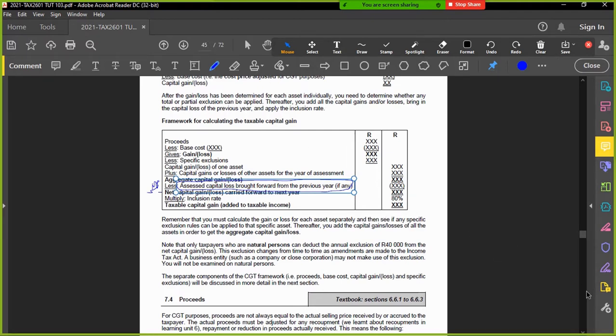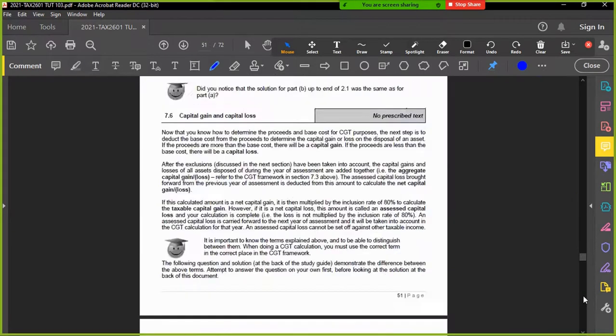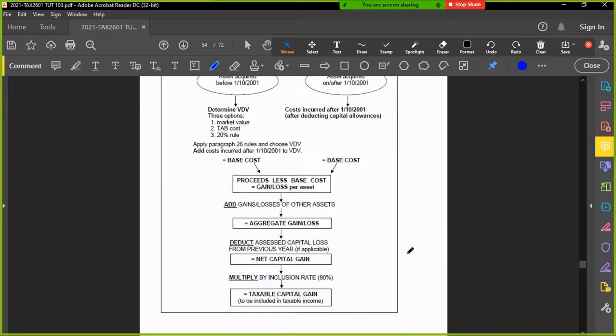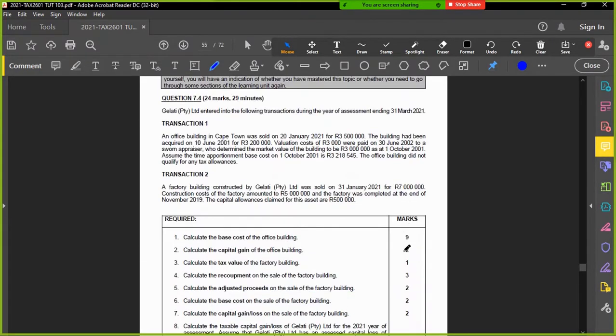So let me go back to 7.3. Okay, 7.3 I finished. Okay, it's fine. 7.4, what is this one? Okay, office building sold January 2021. The building had been acquired June. Okay, is this before or after?